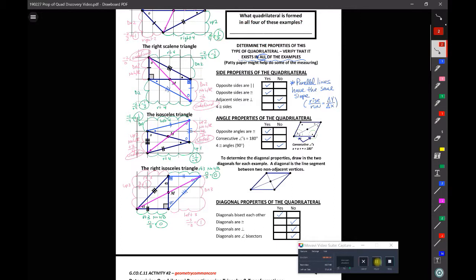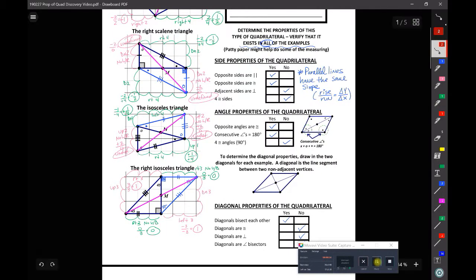So you should see that we've got 5 yeses. We've got 2 yeses on the sides, 2 yeses on the angles, 1 yes on the diagonal. So opposite sides are parallel, opposite sides are congruent, opposite angles are congruent, consecutive angles are supplementary, and diagonals bisect each other. That should sound pretty darn familiar, given what we've been working on the last few days.